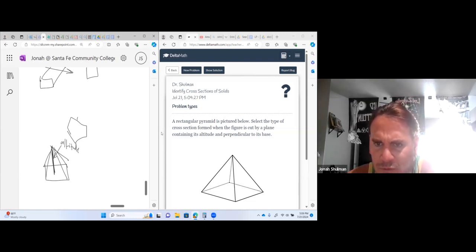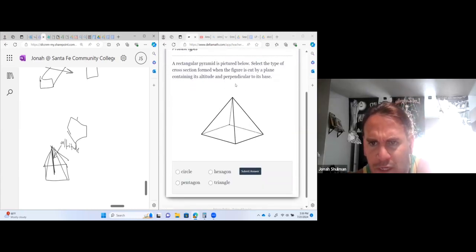Select the type of cross-section from the figure. It's cut by a plane containing its altitude and perpendicular to the base. So this thing is cut that way. If I put a piece of paper straight down through it, there's no way it's going to be a circle. I'm struggling between pentagon and triangle, but let's try triangle.